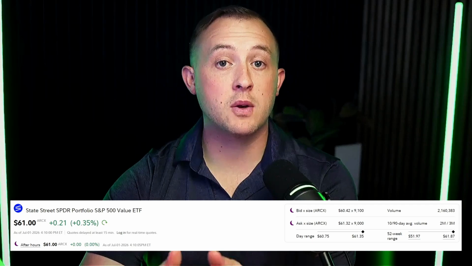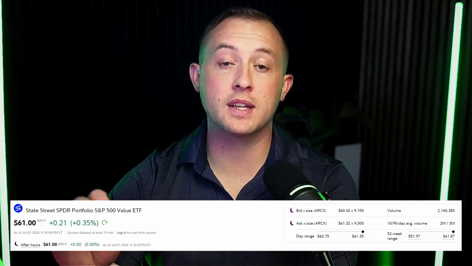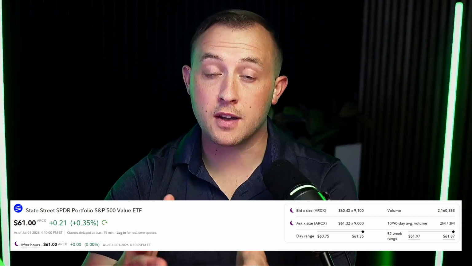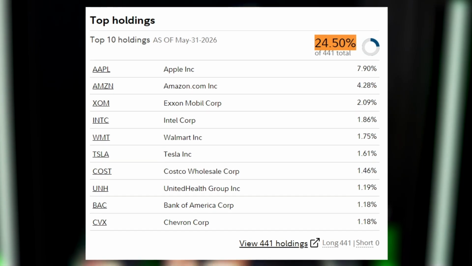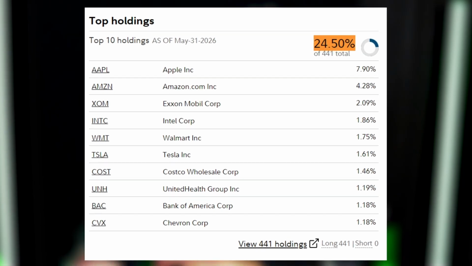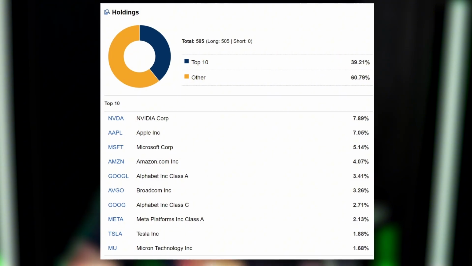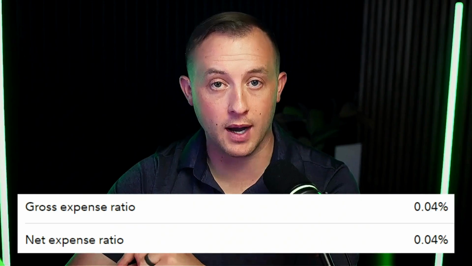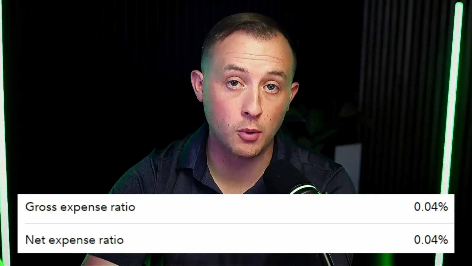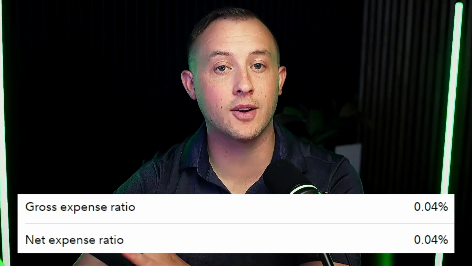State Street's SPYV tracks the S&P 500 using the value weighting method. As you can see from the composition tab here in Fidelity, the top 10 holdings only make up 24.5% of the fund rather than the near 40% in SPY. The expense ratio is 0.04%, while the performance of the last 10 years is 11.96%. So not bad.